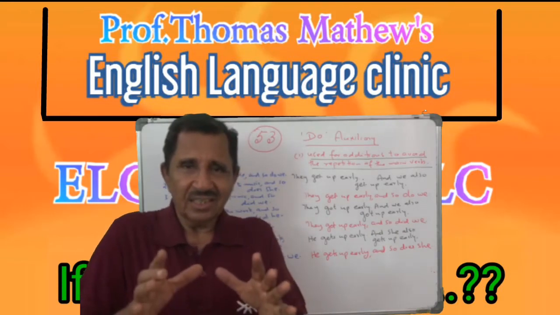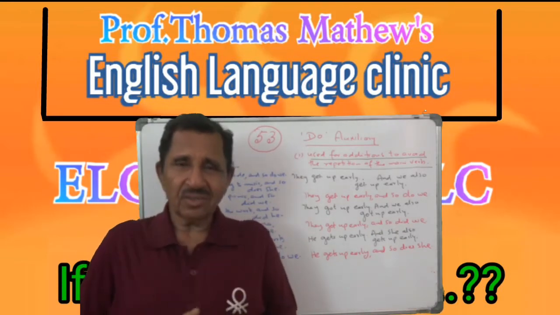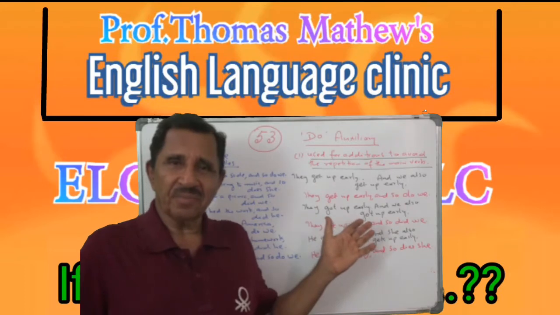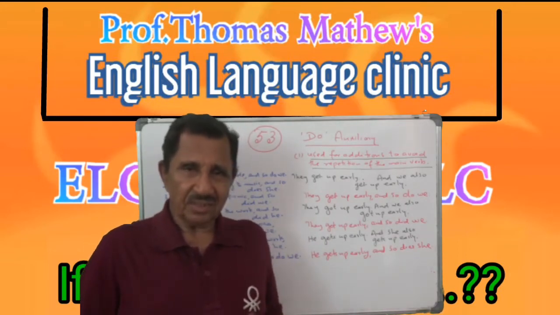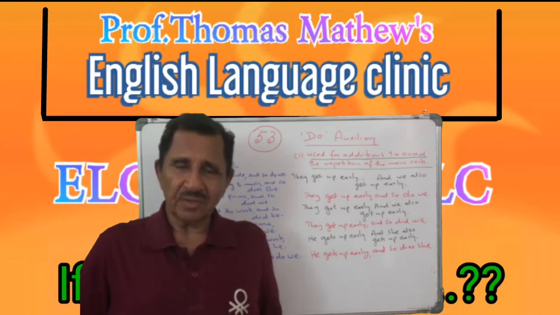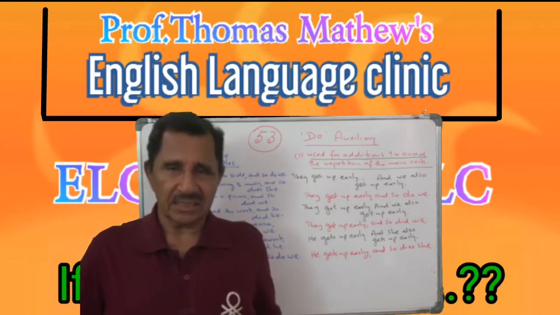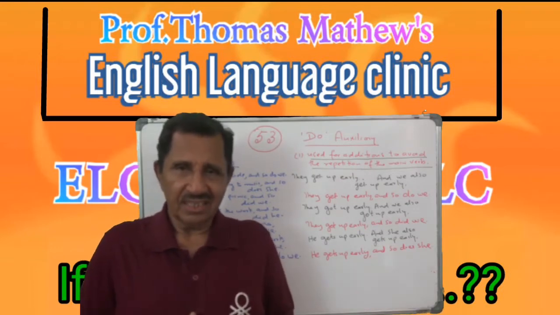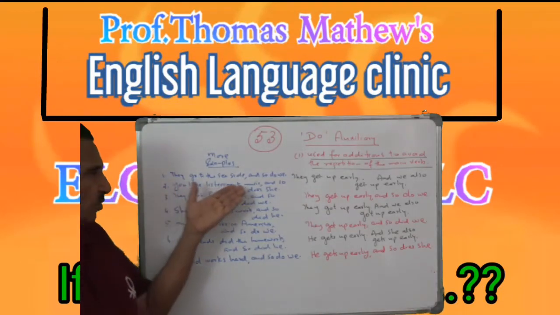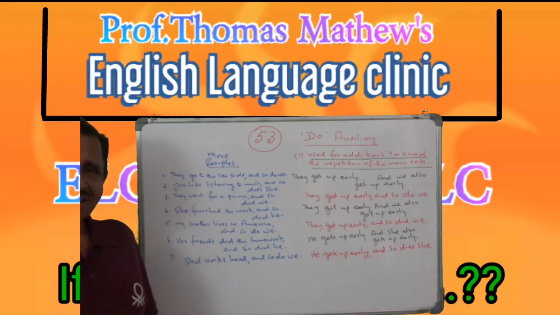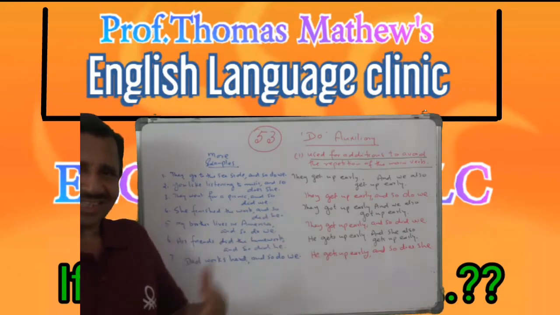So the two points that you have to remember are, first you have to see the tense. If it is past tense, then did. If it is present tense, do. If it is present tense, third person, then does. That's all. You have more examples here. They go to the seaside and so do we. We also go to the seaside.